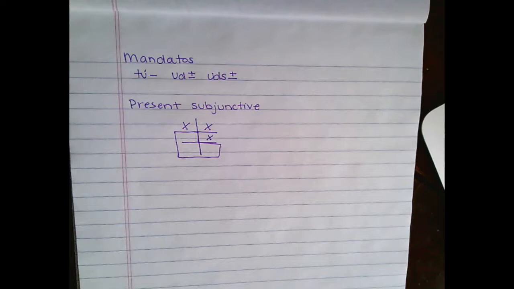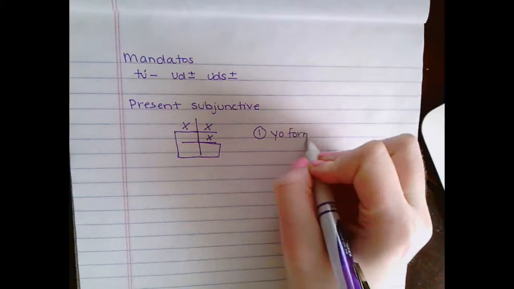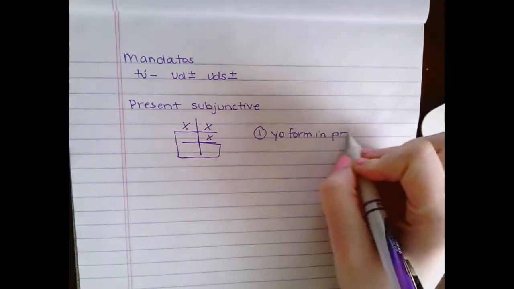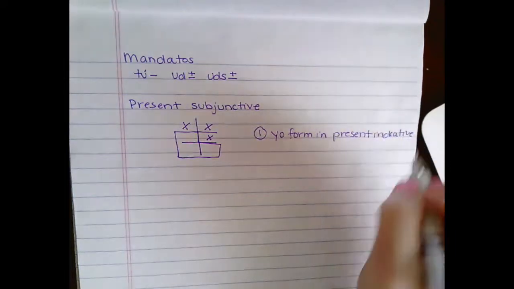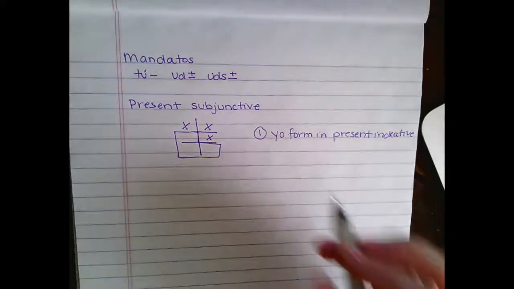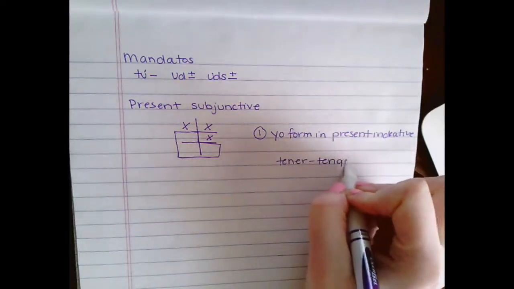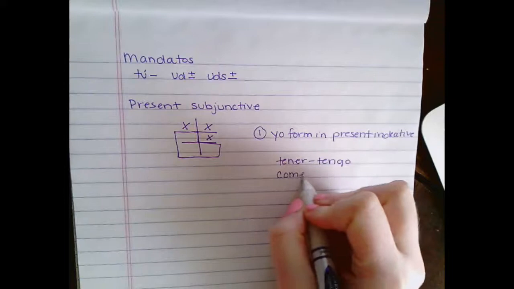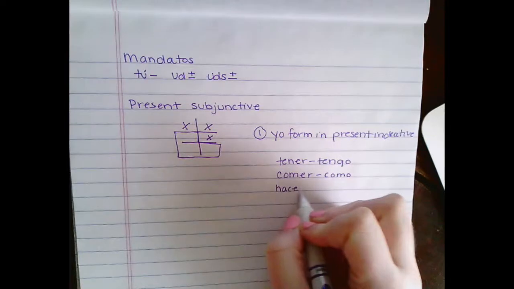In order to form the present subjunctive, our first step is to form the yo form in the present indicative. The present indicative is from Spanish 1 oftentimes. This is the first verb tense that you do know. So we are going to take the yo form of the present indicative. For example, with the verb tener, our yo form is tengo. With the verb comer, our yo form is como. The verb hacer, our yo form is hago.